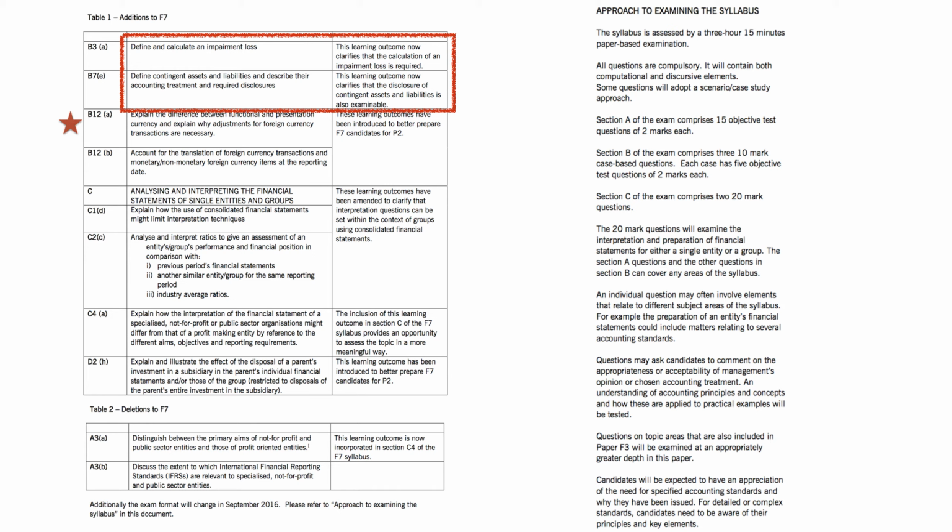Define contingent assets and liabilities and required disclosures. Again, clarification that that is examinable. That is currently on the syllabus anyway.